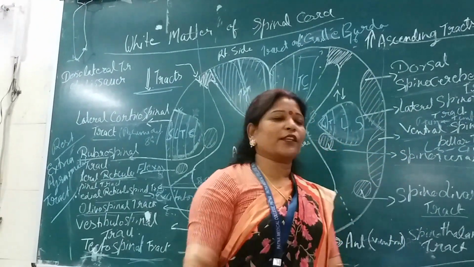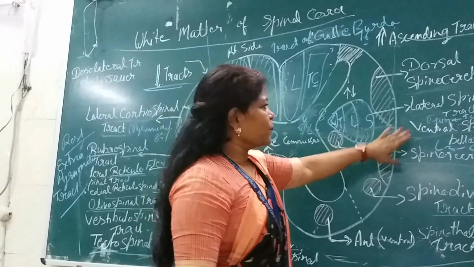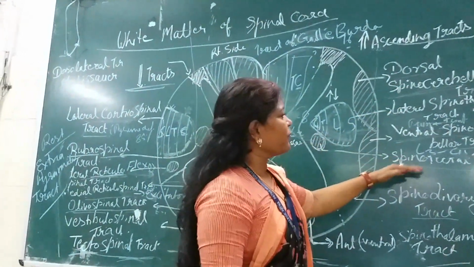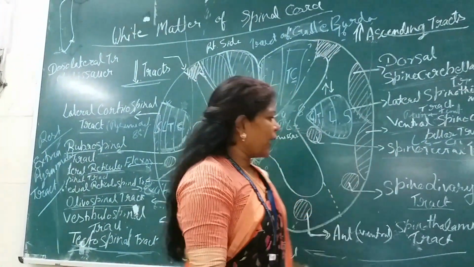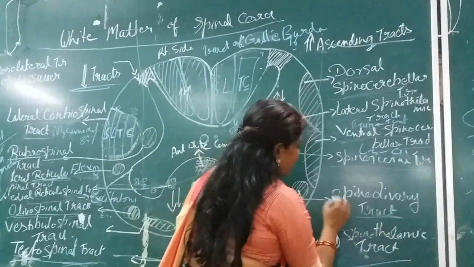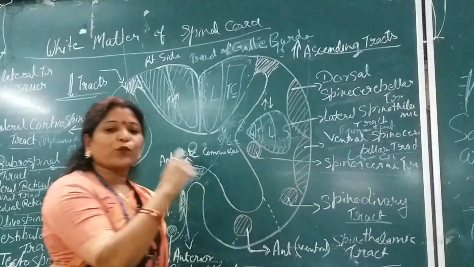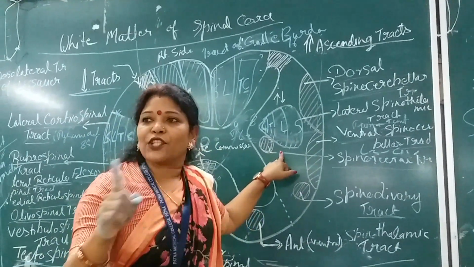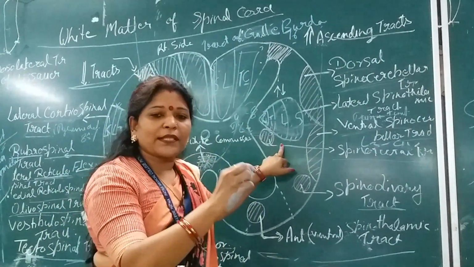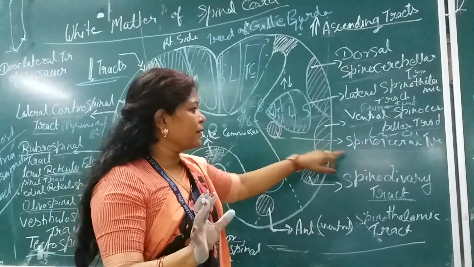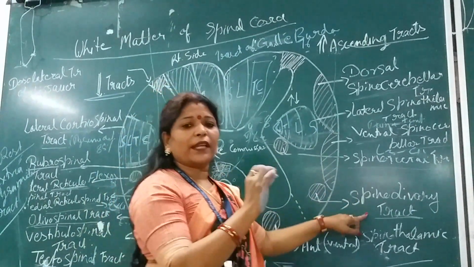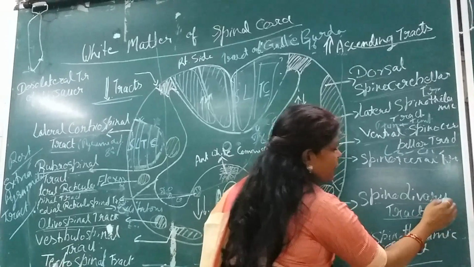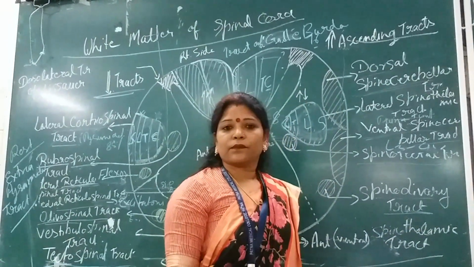by the posterior aspect. So this is the dorsal spinocerebellar and the ventral spinocerebellar tract, and the spino-olivary tract goes from the spinal cord up to the olivary nucleus. Again, the olivary nucleus we have discussed. It is present in the medulla oblongata. And from the inferior olivary nucleus, it will go to the cerebellum.